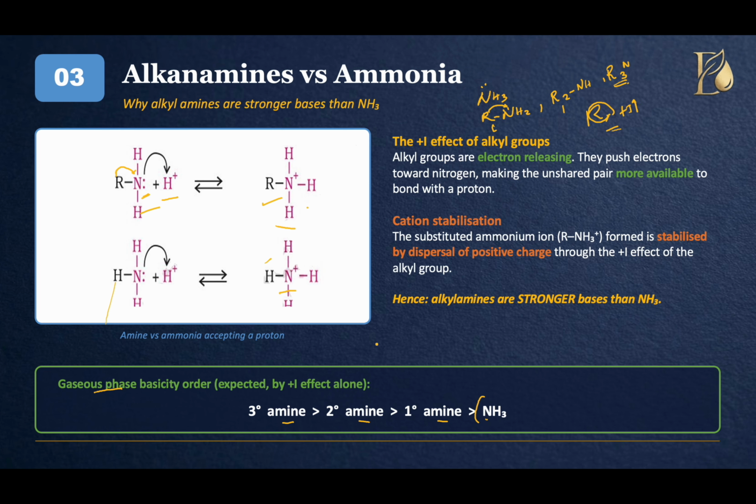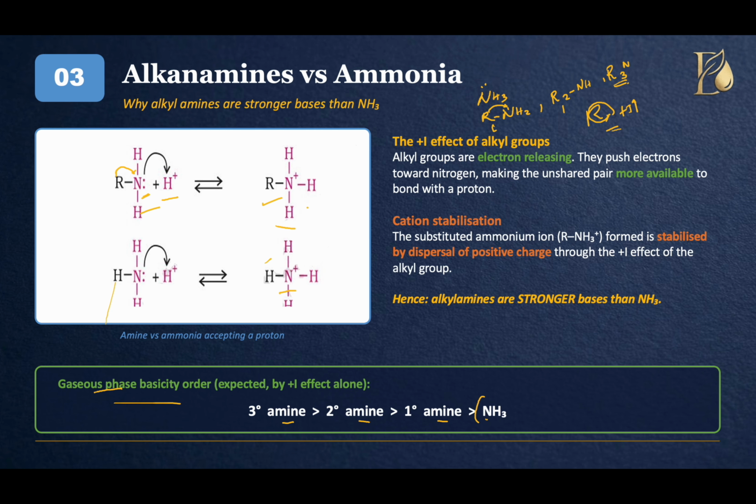Hence we can say the order of basicity in the gaseous phase is tertiary amine, then secondary amine, then primary amine, then ammonia. However, experimentally in aqueous medium, this order is not always observed. This order is observed in the gaseous phase, but in the aqueous medium, it is not observed. So now let us move to the next part where we will understand what happens in water.